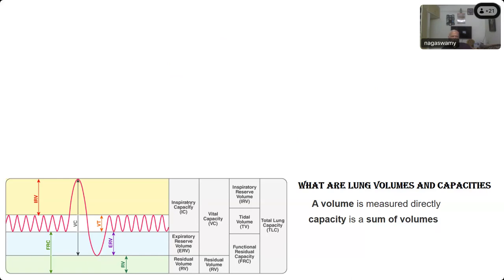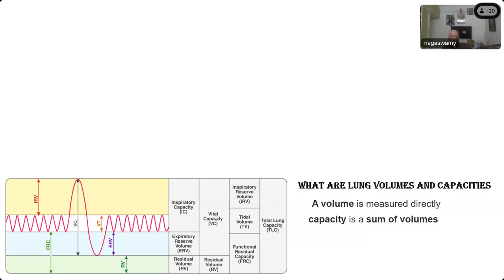If you combine the tidal volume plus inspiratory reserve volume, that makes the inspiratory capacity. If you add the expiratory reserve volume, it becomes vital capacity. Why is it called vital capacity? Any idea? It is a combination of tidal volume plus inspiratory reserve volume plus expiratory reserve volume. All three put together is called vital capacity.